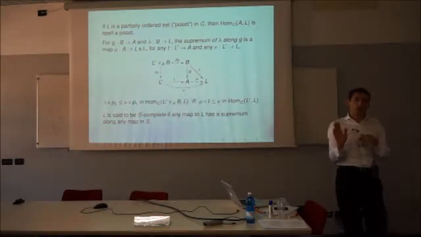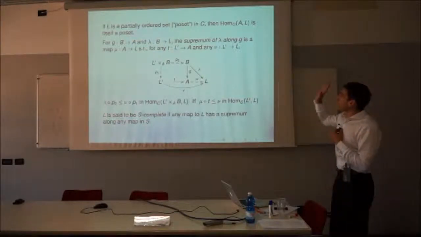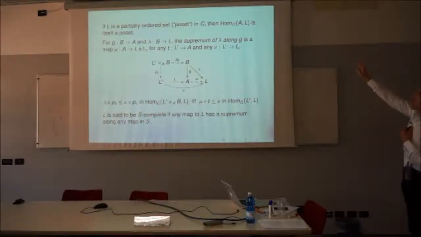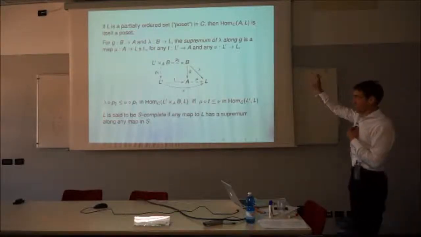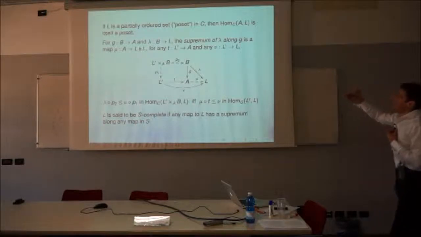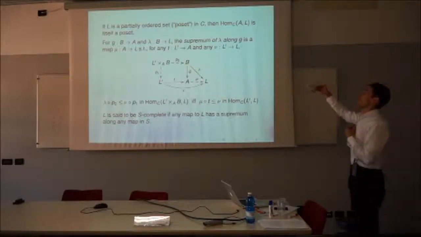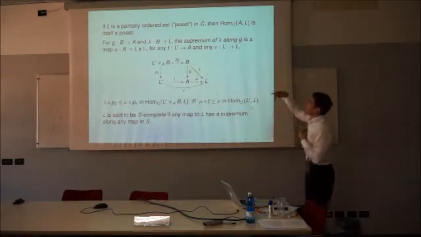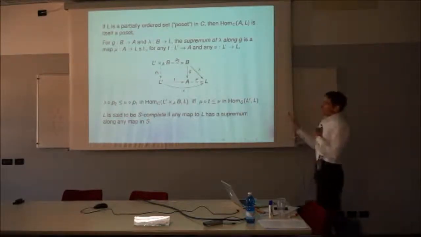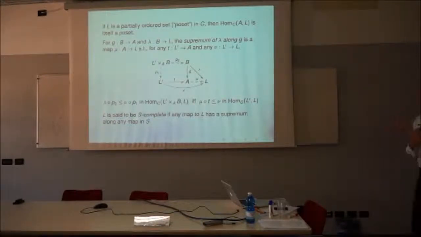So now, just to show you that you can catch up with ZFC. If you consider a partially ordered set, poset L in C, then the set of maps from any object A to L is itself a poset. So that's a classical result. And then Joyal and Moerdijk define what they call the supremum of a map lambda along another map G. So it's a map mu here, such that you have that very complex condition. I won't explain. It's a very intricate thing, but it's a way of rendering the notion of supremum in a classical poset.